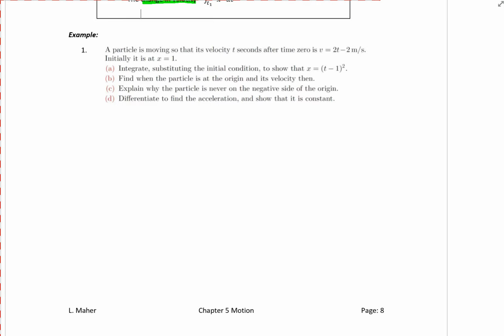So let's have a look at this example, and like I've been saying, even in the introduction video, it's all about the words, and it's about focusing on how we can interpret mathematically the worded information that's given. So let's have a look at this one. A particle is moving so that its velocity t seconds after time is 0 is v equals 2t minus 2 meters per second. The units really will always be, for velocity, meters per second or centimeters or millimeters, whatever, per second usually.